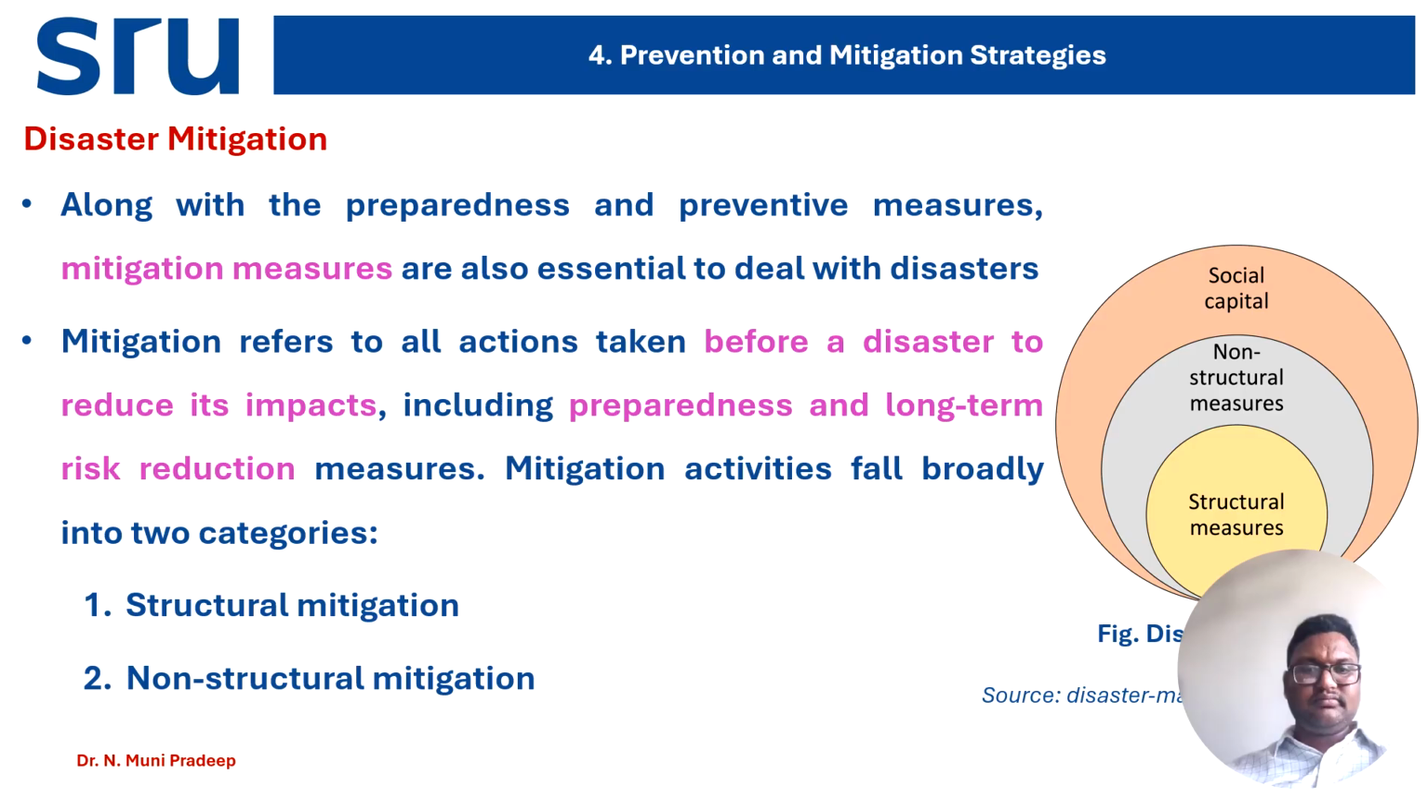So the formal definition on this slide, mitigation refers to all the actions taken before a disaster to reduce its impacts, including preparedness and long-term risk reduction measures. So notice the phrase here, that is before a disaster. Mitigation is fundamentally a proactive activity. While some immediate mitigation actions may be possible during a disaster, such as sandbagging to slow advancing flood water, the most effective mitigation measures are those implemented in the pre-disaster period.